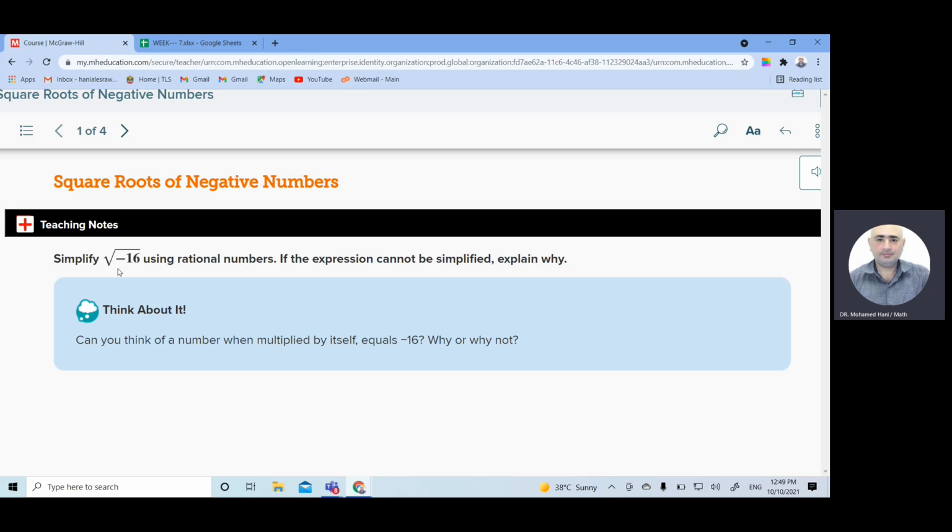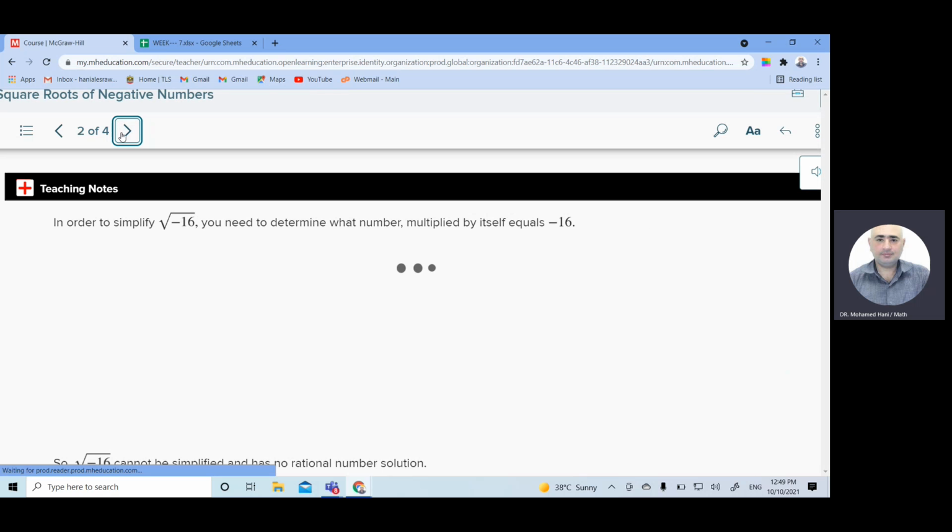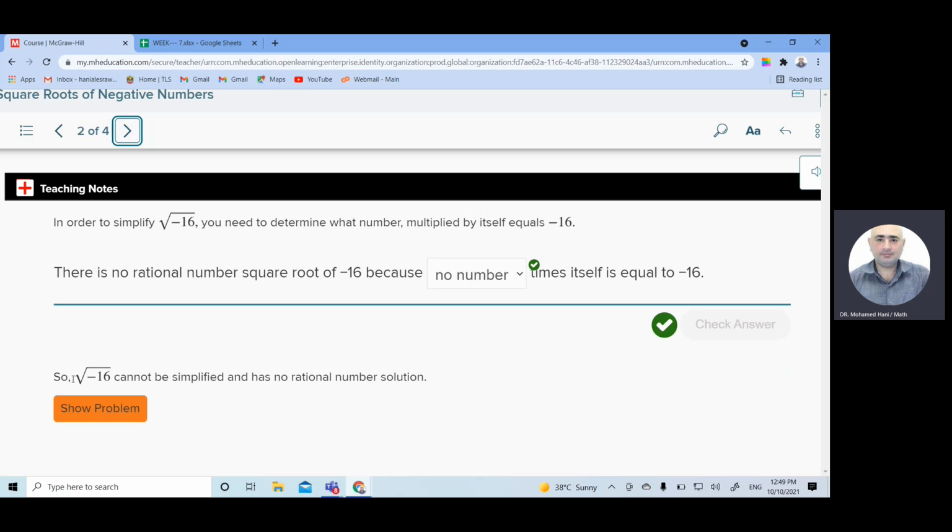We don't have. This is impossible. We cannot find a number multiplied by itself. The answer will be negative. Can you think of a number that when multiplied by itself equals minus 16? No. So, what is the answer here? Radical minus 16 cannot be simplified.